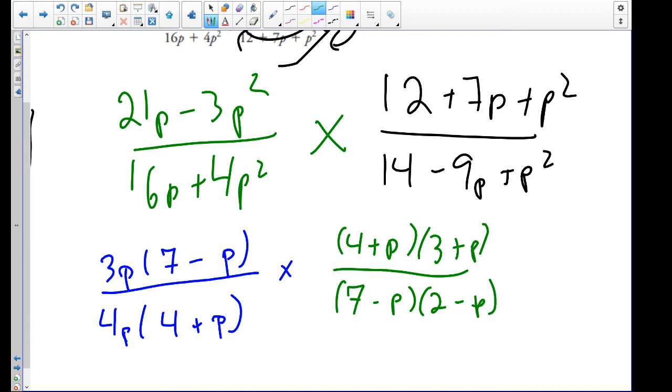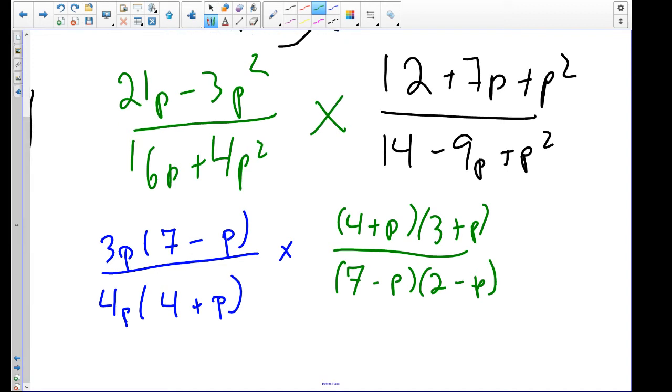So I notice that I can take a 3 out from each. Yeah, go ahead, 3 from each. And there's also p in each. So I can take 3p from the top. So 3p times what will give me 21p? On the other side, what two things multiply to give me 12? Can you just do that backwards? Yeah, if you want, change it the other way. It doesn't matter. 4 plus p is the same thing as p plus 4. Yep.